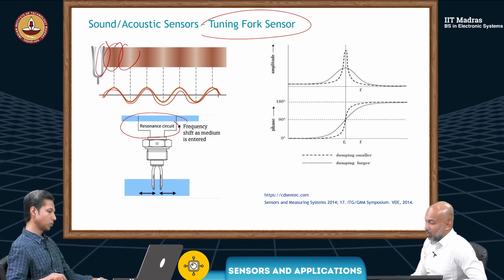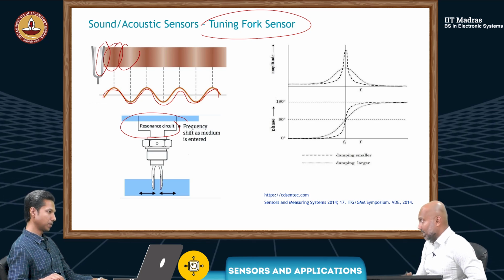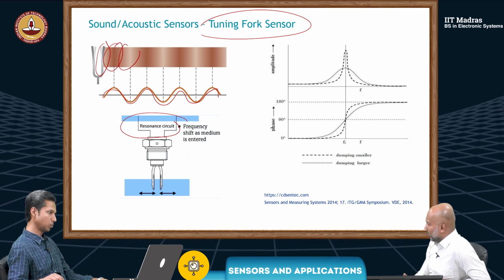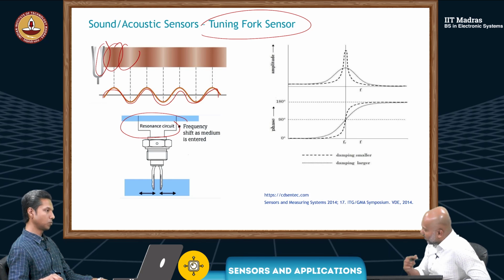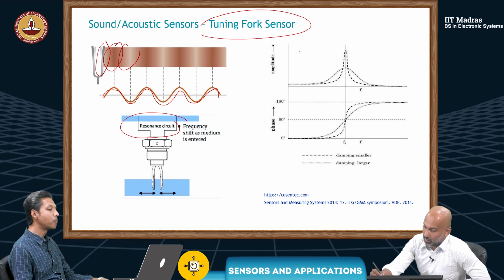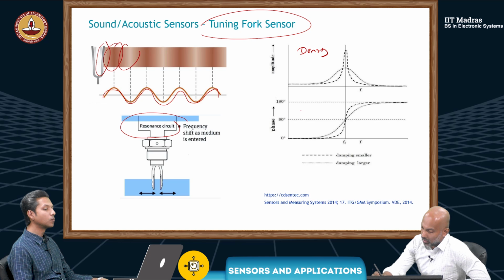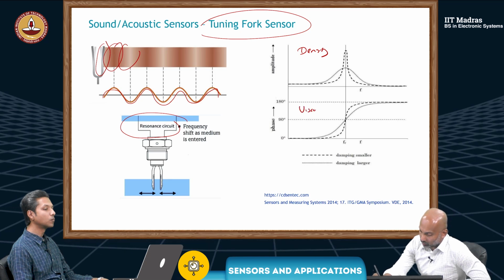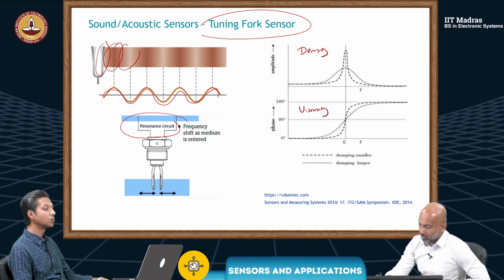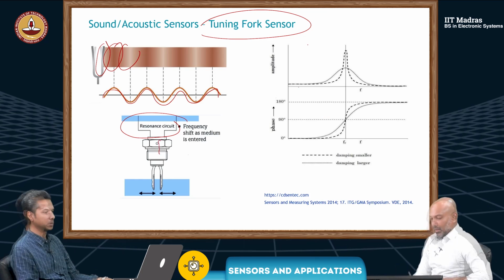And if you're thinking about the damping, the damping will change. For the density, I think the fundamental frequency will change. For viscosity, the damping will change. Correct. Right? So here it's density, and if you're talking about viscosity, we're looking at some kind of a difference in the damping frequency.